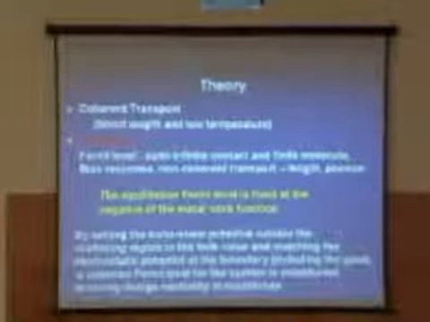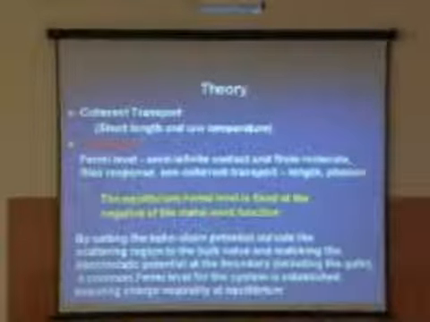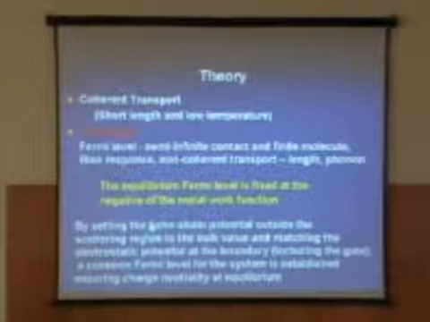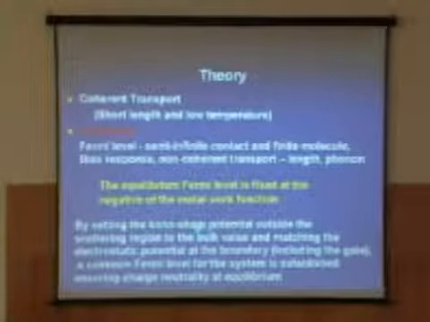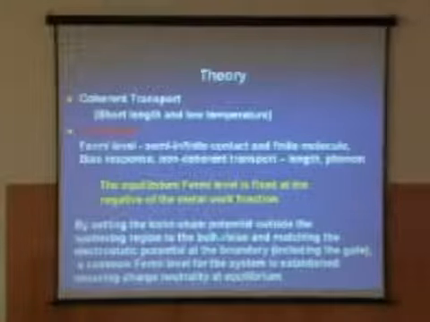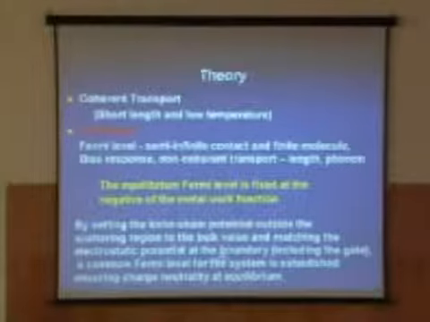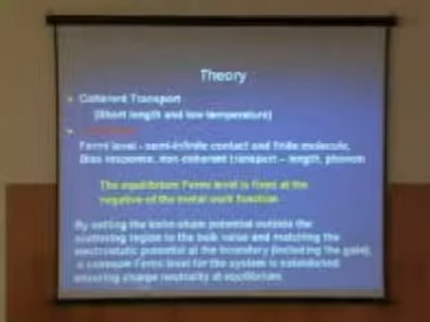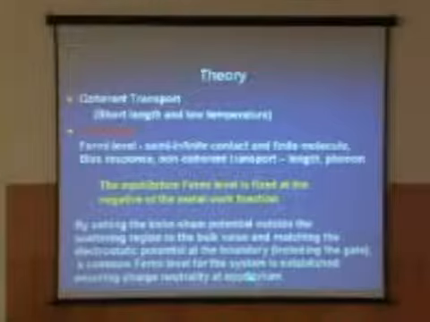And further down this is our Kohn-Sham potential, we call it, and I'll tell you a little later, is density functional theory. So what you do is you set this potential outside the scattering region to the bulk value. This is the key approximation again, and match the potential at the boundary, including the gate, to a common Fermi level for the system. So what we are ensuring is the charge neutrality or equilibrium state for the transport.